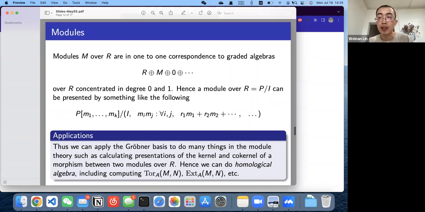Okay, next, I'm going to talk about modules.